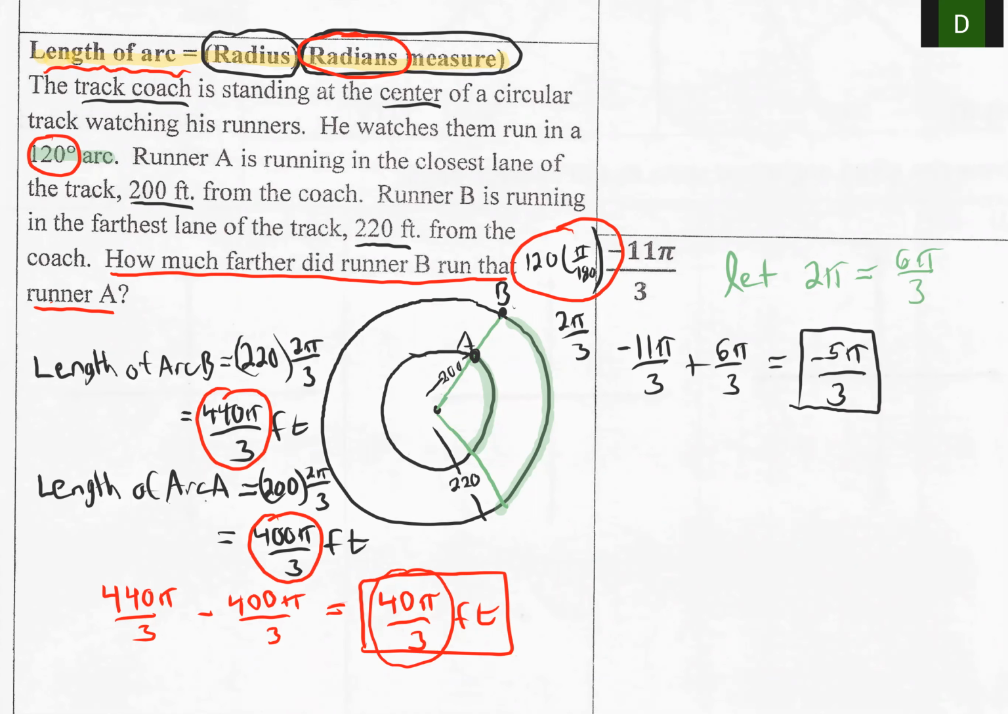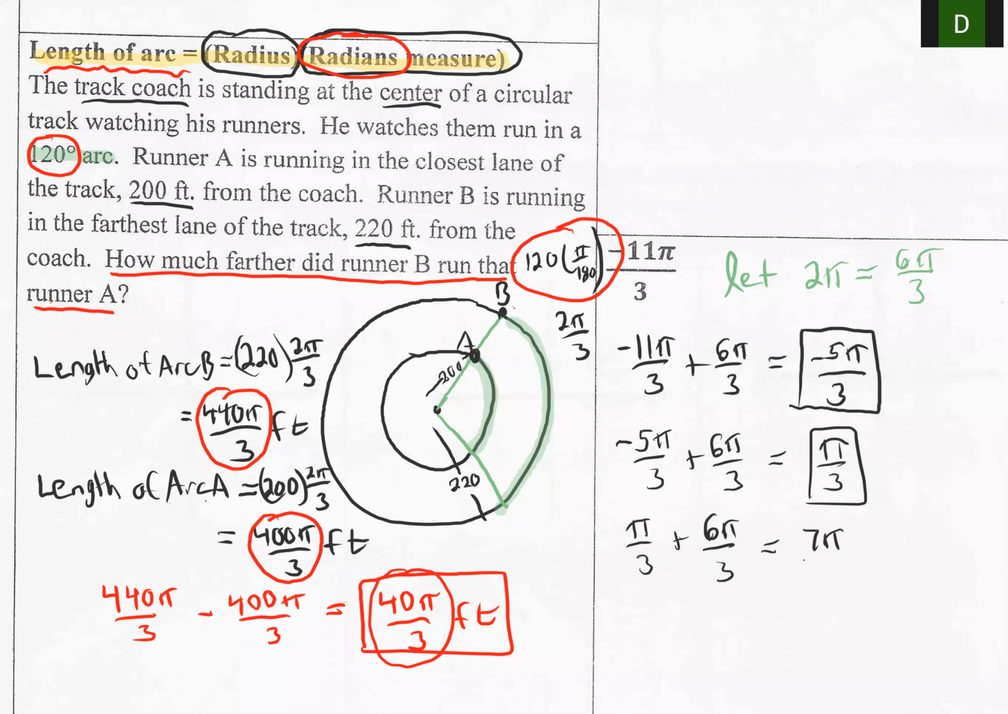Well, no, I'll find 2 positives. So negative 5 pi over 3, when I add 6 pi over 3 to this, that's going to give me pi over 3. And then when you take pi over 3 and you add 6 pi over 3, that's going to give you 7 pi over 3. So right here, these are my two positive coterminal angles.